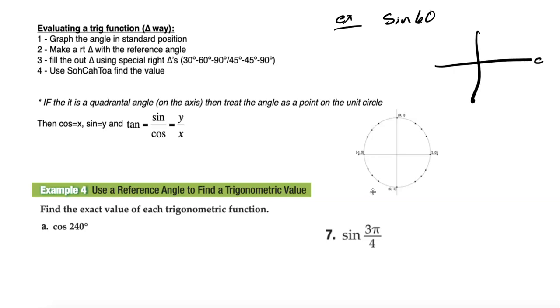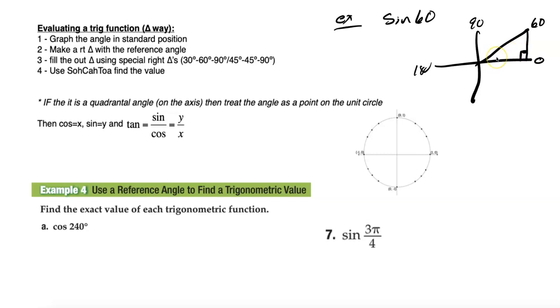So here's my thing. Here's 0. Here's 180. Here's 90. 60 will be in the first quadrant. Then we're going to make a right triangle with a reference angle. All that means is you go down to the x-axis. No matter where you are, you only ever go to the x-axis. That's where everything goes. So make a little right triangle.